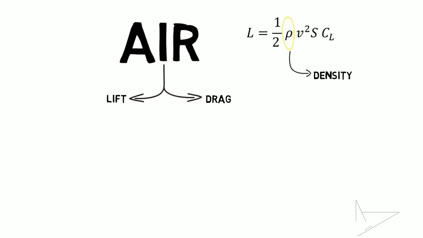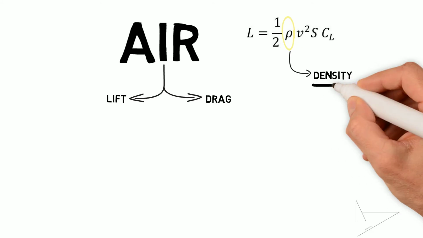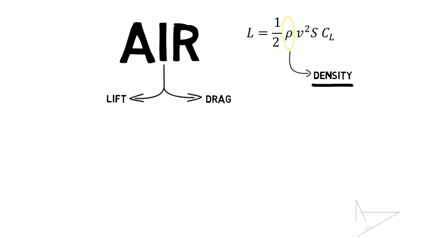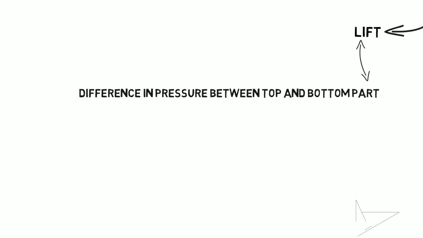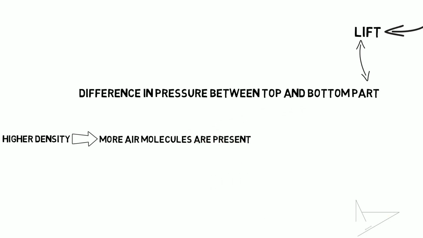In both cases, the denser the air, the stronger the two effects are. So, better lift and higher drag. Lift can be thought of as a difference in air pressure between the lower side of the wing and the upper side. So, the denser the air, the more molecules make up the air, the stronger the pressure difference can be.